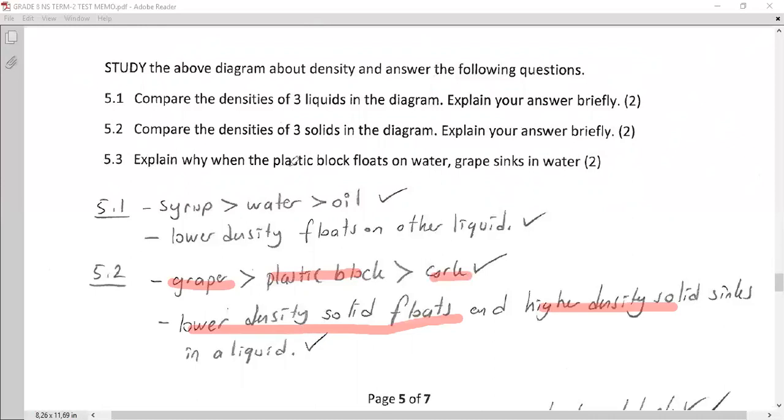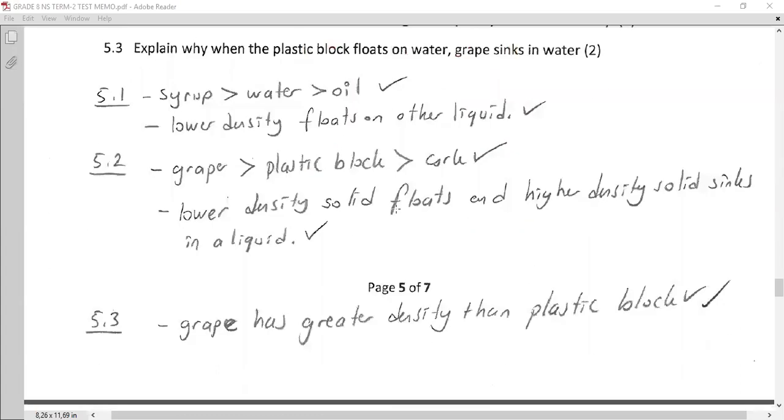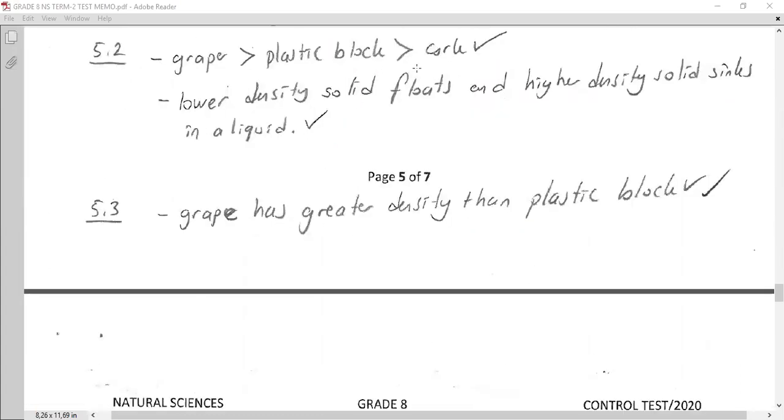5.3, explain why the plastic block floats on water and grape sinks in water, okay? So we are talking about water. In water, grape sinks, plastic block floats. Why? What is the reason for that? Can I just go down? Because, okay, we just need to write down: grape has greater density than plastic block. Or anything similar, more density, higher density, you received full mark for this question. Okay, it was very easy.